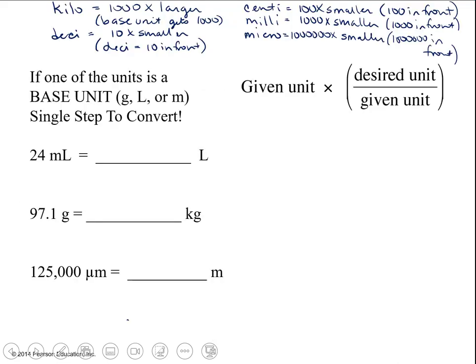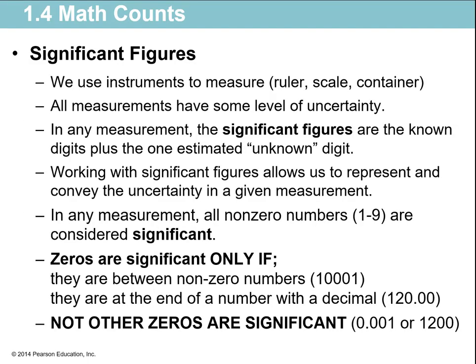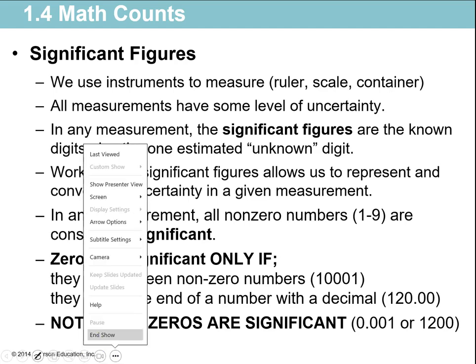What we're going to do, and you can practice these ones, see if you can set them up. It's exactly the same. I even put what you need to remember at the very top. 24 milliliters is how many liters, 97.1 grams is how many kilograms, 125,000 micrometers is how many meters. So see if you can convert those. We will do these ones on Wednesday. I've got a couple of other ones to practice, and then we're going to go on to significant figures and rounding, to finish up the math in this chapter.